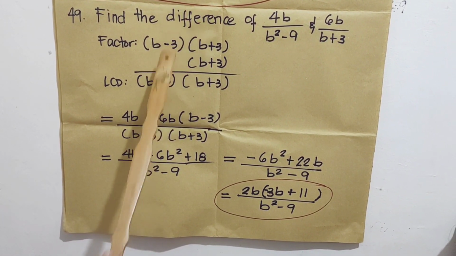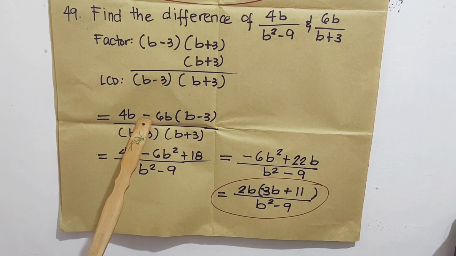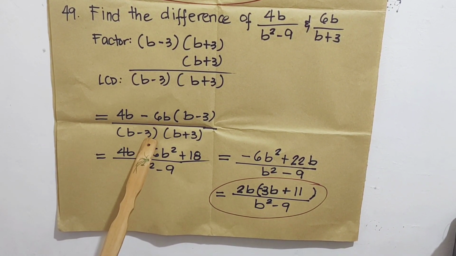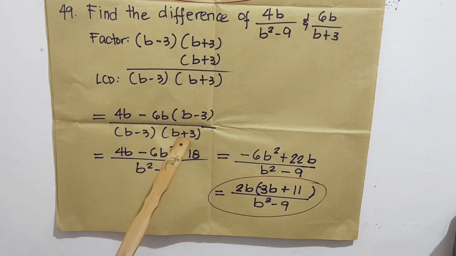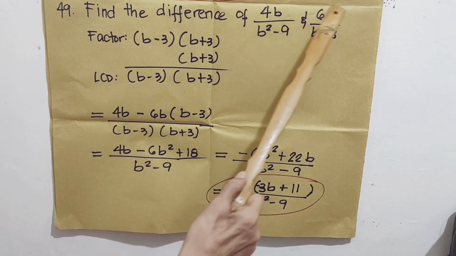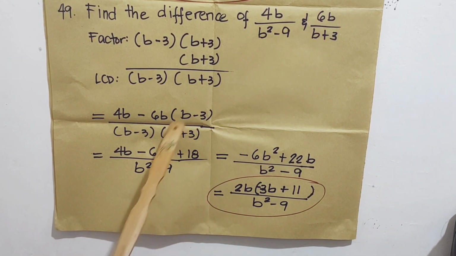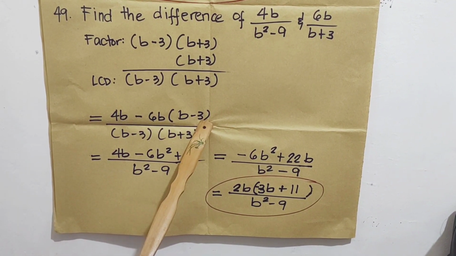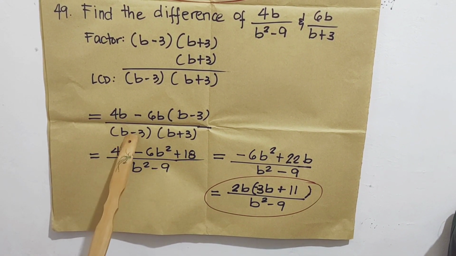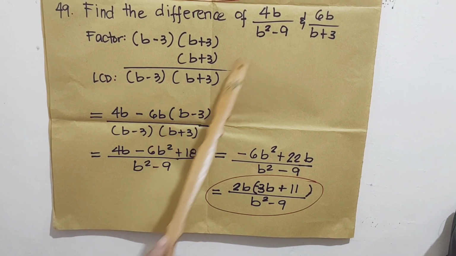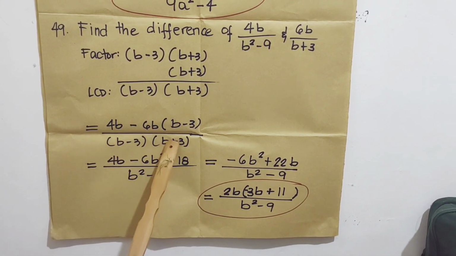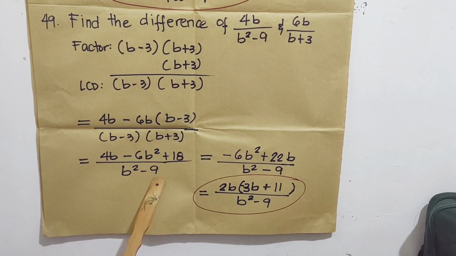Then difference means subtraction, just copy the symbol subtraction here. Then we have to divide the denominator, the same denominator, cancel, and the remaining is b minus 3. So we're going to multiply to the numerator. So that's why we have 6b times b minus 3. And then next step is to simplify this one. The result of this is b squared negative 9. Just copy b squared negative 9. We have to combine this, finding the product.